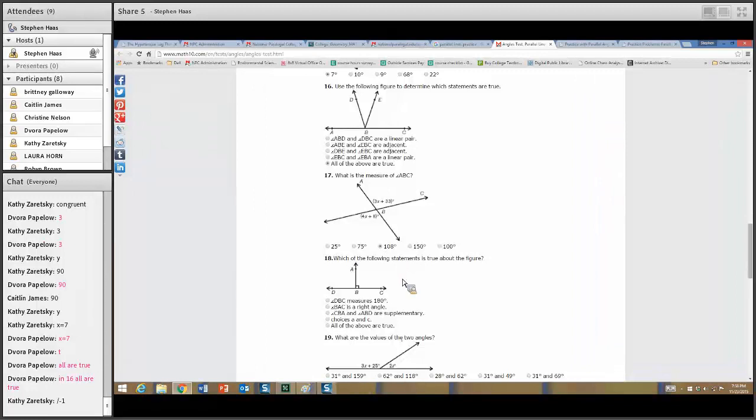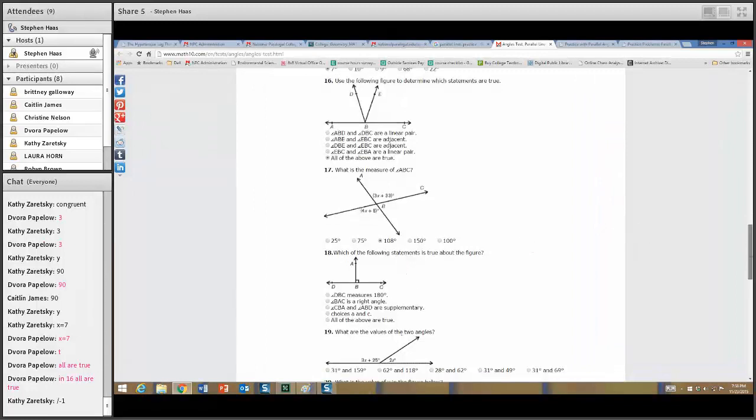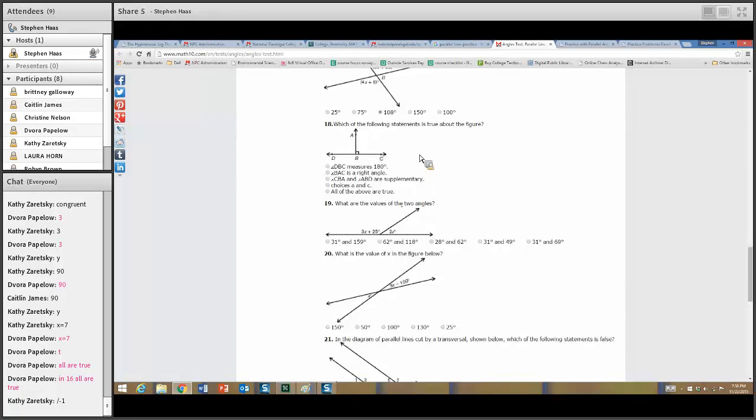Which of the following is true about the figure? Well, let's see. DBC measures 180. It's a straight angle. Yeah, I mean, that's true. BAC? Huh? That's not an angle. I don't even know what that is. That's not even an angle on the diagram. CBA and ABD are supplementary. That's true. And so choices A and C are true.